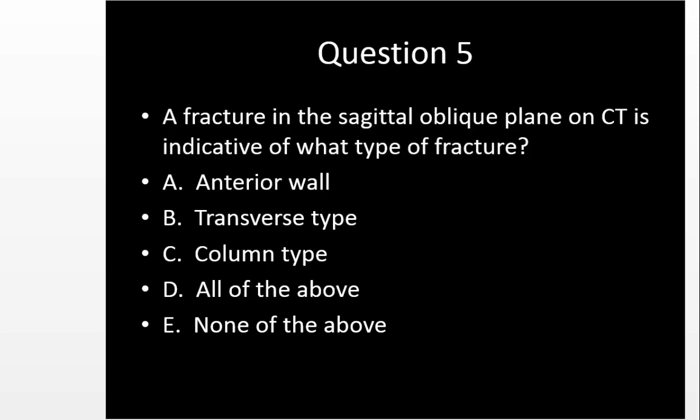And the final question I'd like to pose before we start is that a fracture in the sagittal oblique plane on a CT is indicative of what type of fracture? Anterior wall, transverse wall, column type, all of the above, or none of the above?